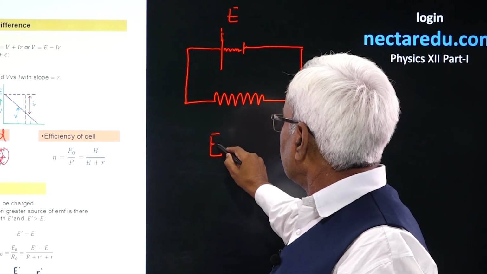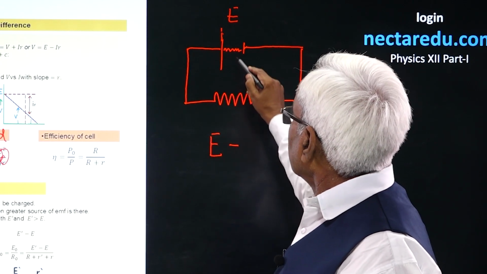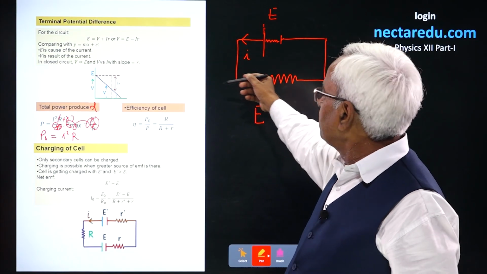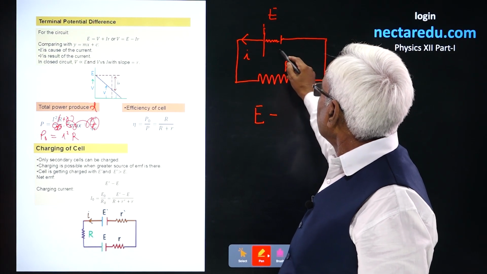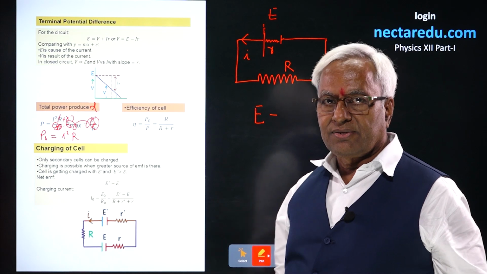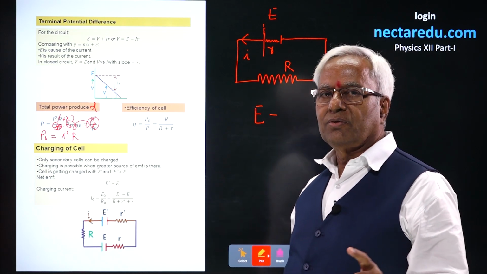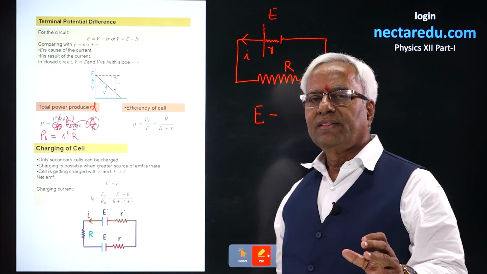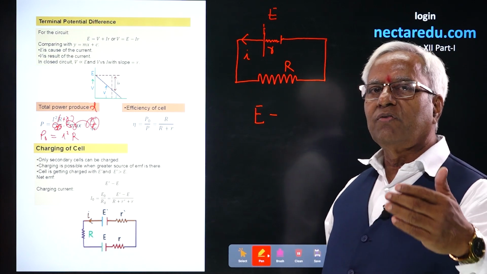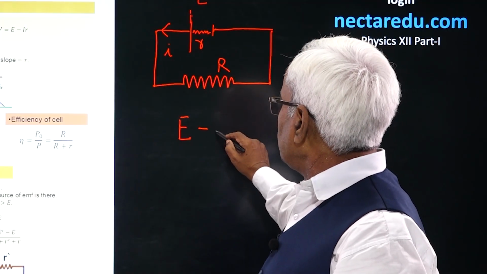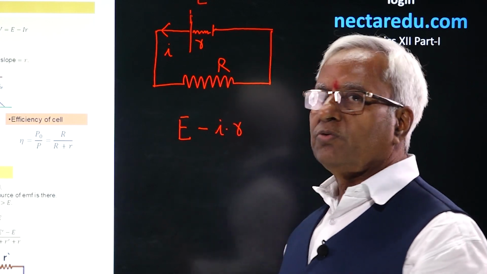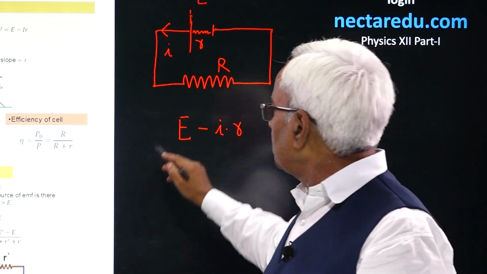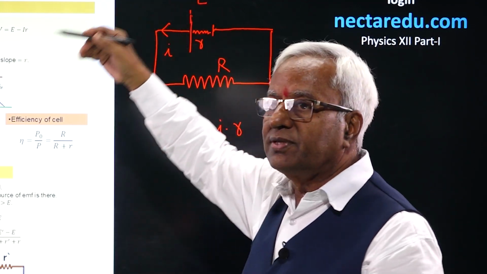Suppose this cell is having EMF E, current flowing through it. Once you say the current is I, it means through external resistance and it's also through internal resistance. Already you know that because of internal resistance there is potential drop in it that always reduces the basic value of EMF of the cell. So the effective EMF that is left to come out from the cell is only E minus Ir. This is the EMF that will be out from the cell.